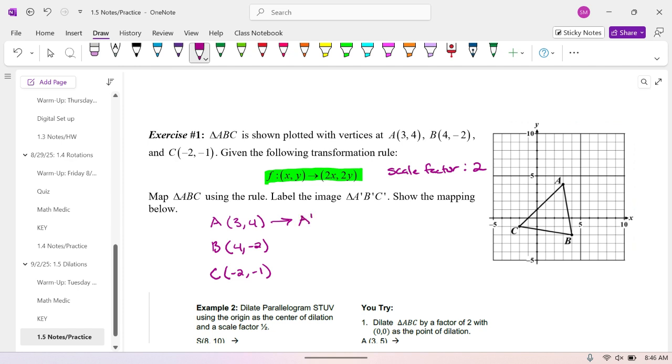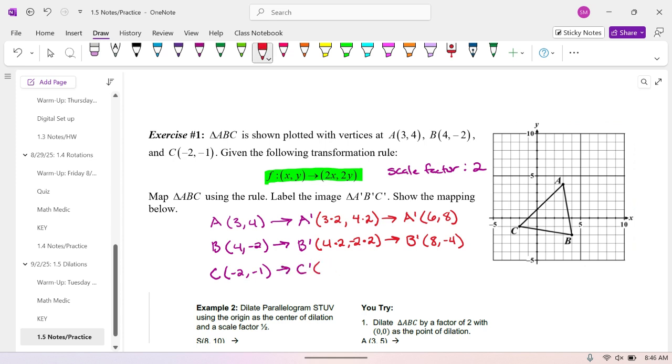So A prime, how would I find A prime? What do I need to do? Multiply both of the coordinates by 2. So I'm going to do 3 times 2, 4 times 2, which means A prime is now what? (6, 8). All right, B prime, we would do the same process, multiply it by 2. So that means my new B prime is what? (8, -4). And then we do the same thing for C prime.